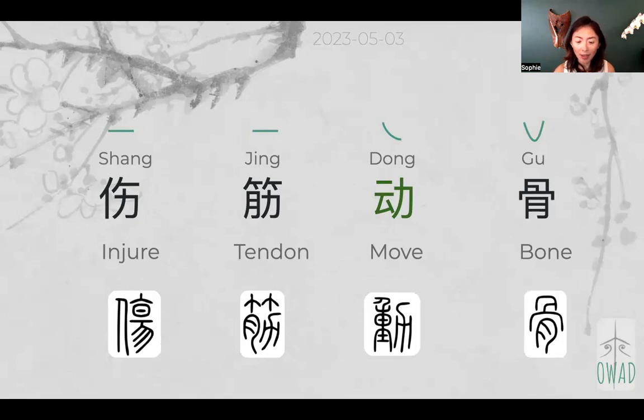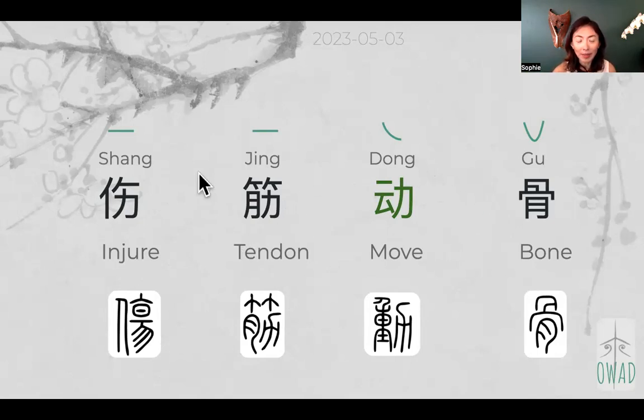This episode has some chewy elements that are concepts in Chinese: concrete, objective, physical objects in the world, like 筋 and 骨. These are related to the human body daily. And then 伤 and 动 are two states of the 筋 and the 骨.